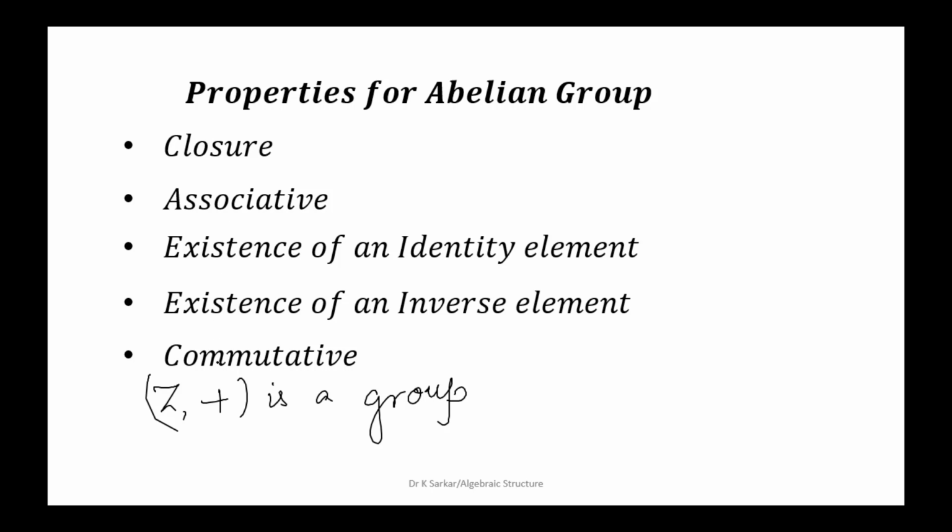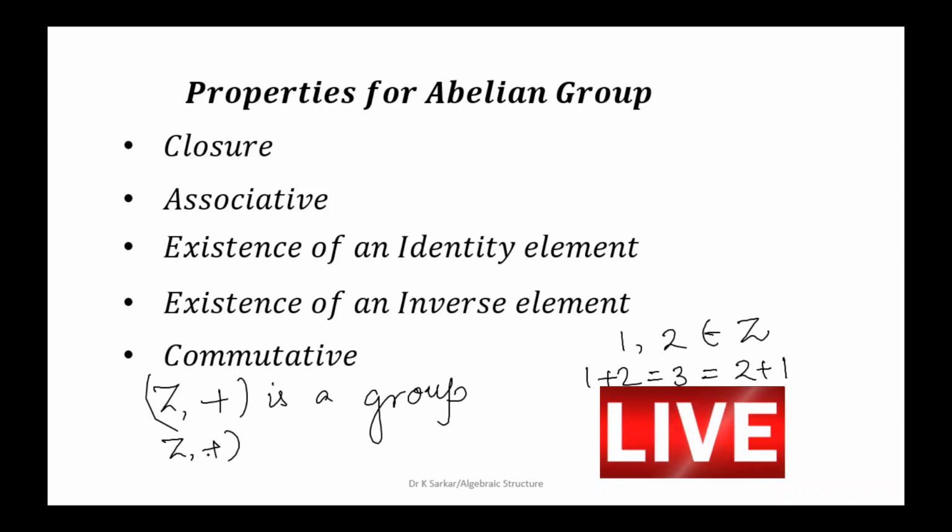Now let's check for commutative. 1 and 2 both belong to Z. 1 plus 2 is 3, and we can write 2 plus 1, changing the position of 1 and 2. Therefore, Z plus is an abelian group.